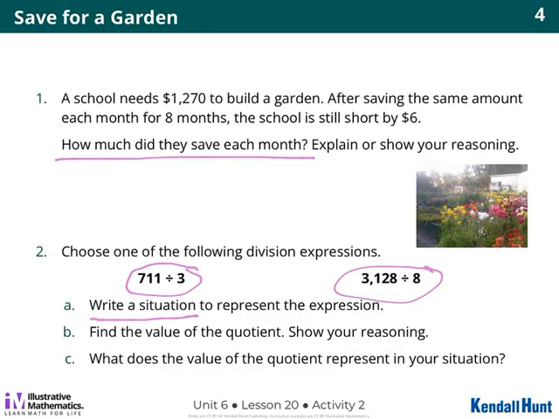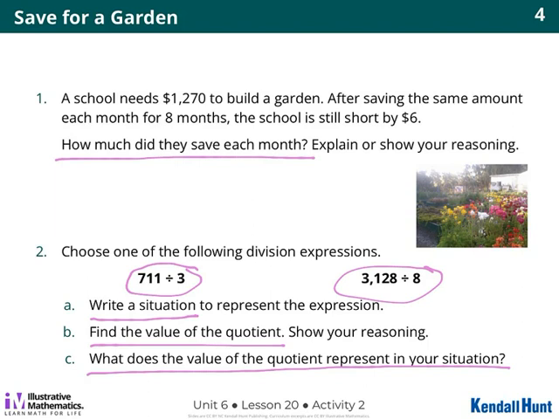Remember, when we divide, we start with something big and we're putting it into groups. Then for B, find the value of the quotient, aka solve it. Find the answer. Show your reasoning. And then C, what does the value of the quotient represent in your situation? I think that means label your answer.